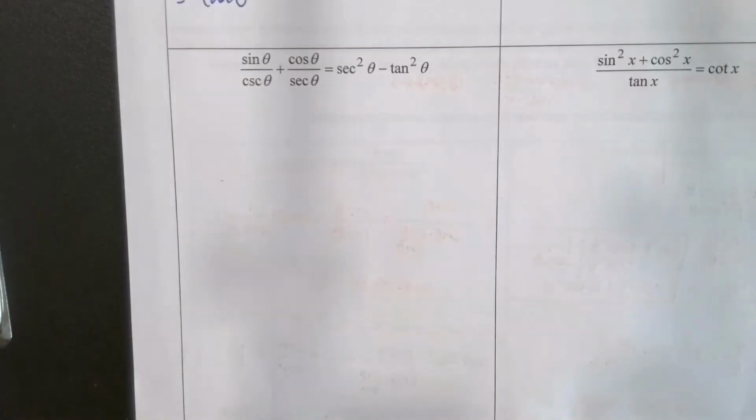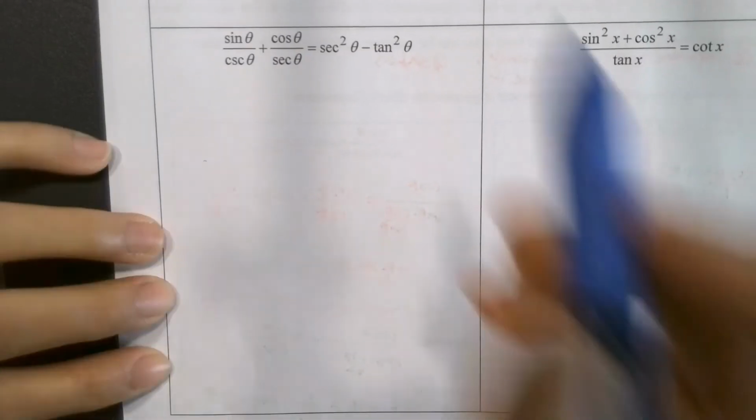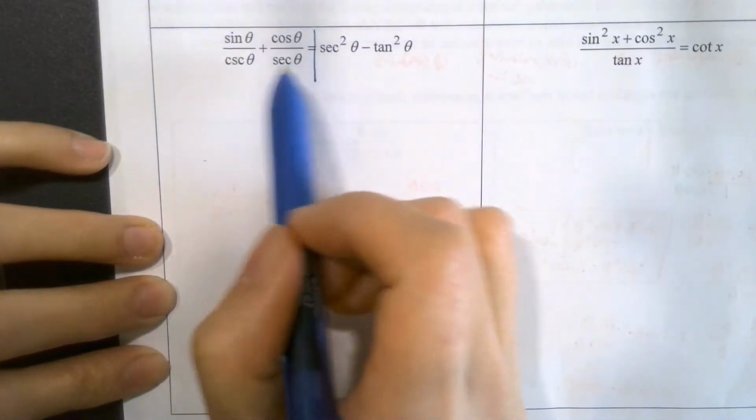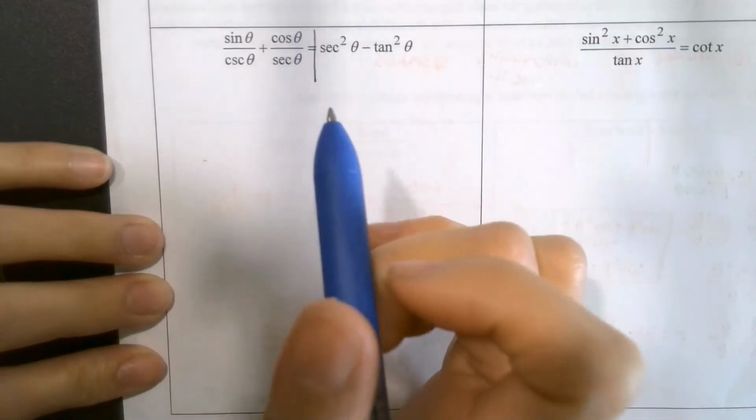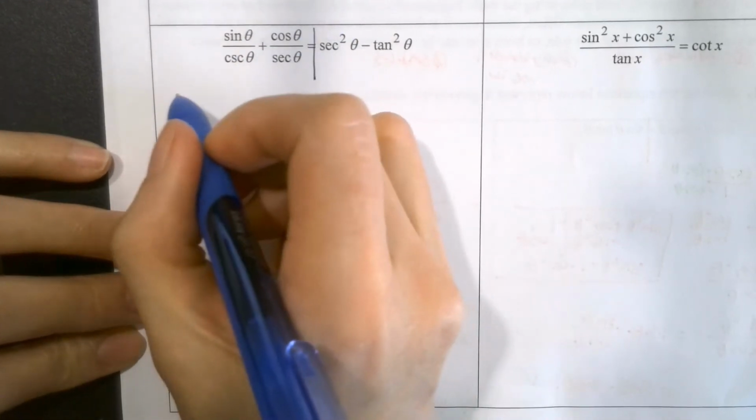All right, so let's check it together. Hopefully you guys got it. It was a little bit confusing, but oh well. I'm going to start from the left side as both are fractions and it seems pretty complicated. Trig identity, no I can't. Rewrite everything in terms of sine and cosine.